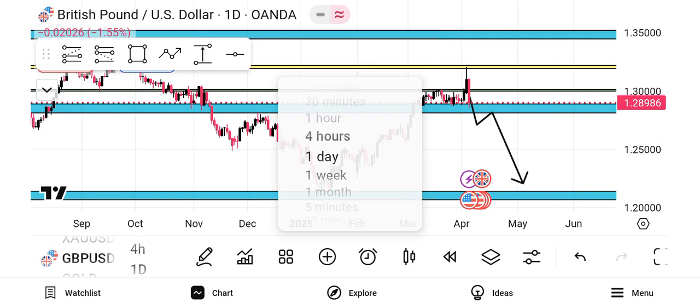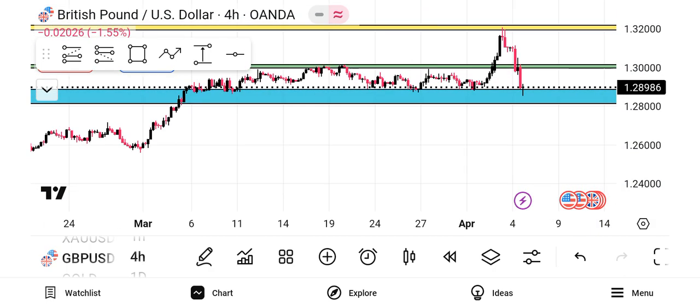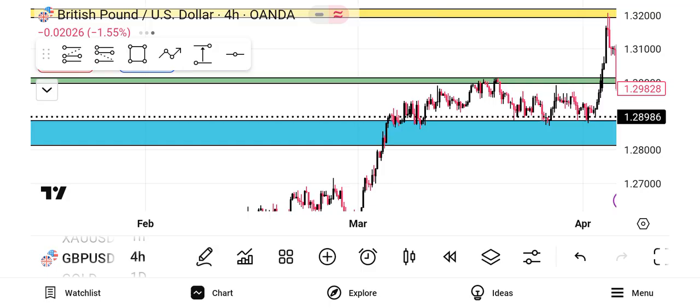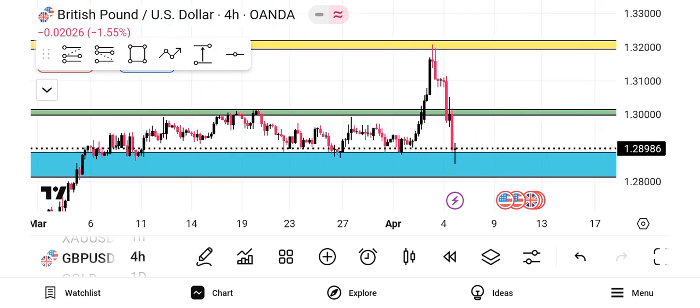So let's switch to the 4-hour time frame. Sorry if I'm not really responding much. I'm not used to talking like that. So let's see. On the 4-hour time frame, this is very, very sweet.